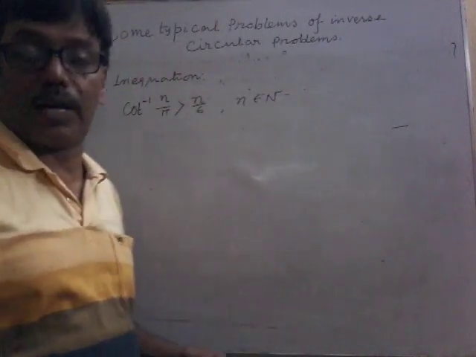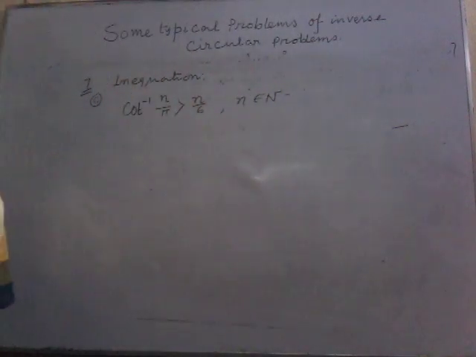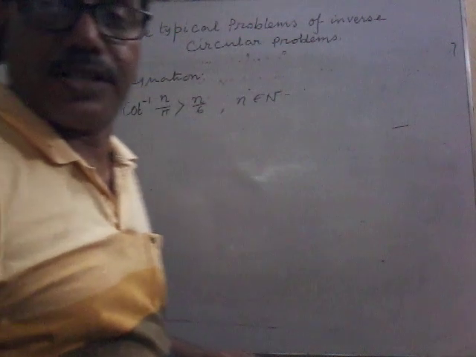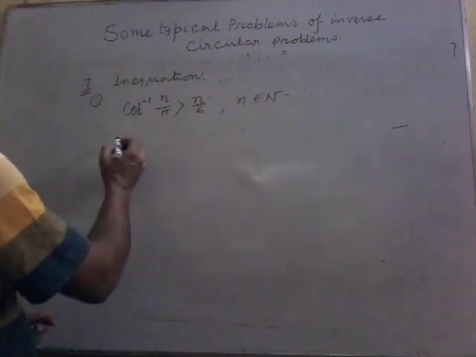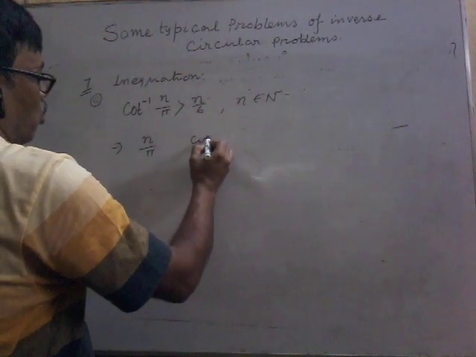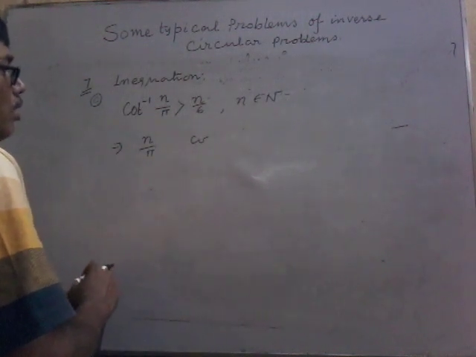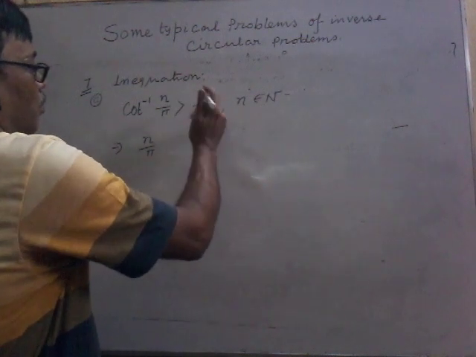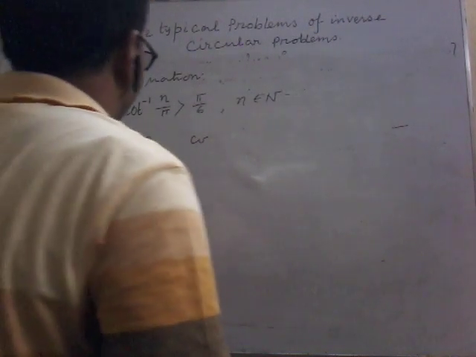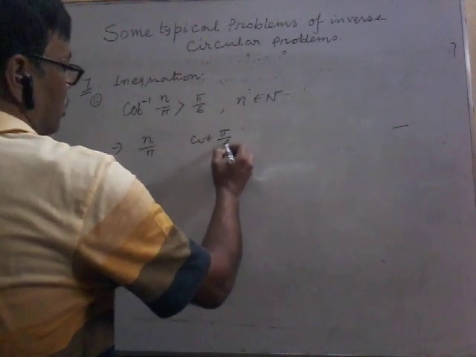You know sine inverse and tan inverse are increasing functions. Cot inverse and cos inverse are decreasing functions. So if you take n by pi, this is pi by 6, we write it as pi by 6. First we write cot of pi by 6.